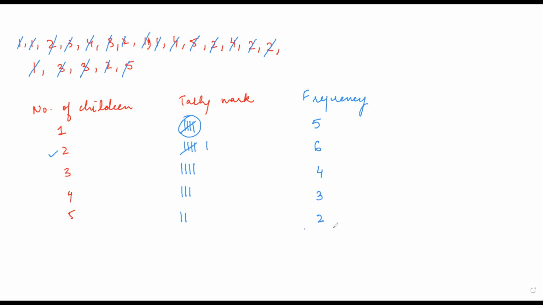Now this frequency should add up to 20 because it's data of 20 families, right? So basically frequency means the families we are counting. So 5 families, 6 families. You can check: 6 and 4, 10, and 5, 15, and then 3 and 2, again 5. So it becomes 20. Okay.